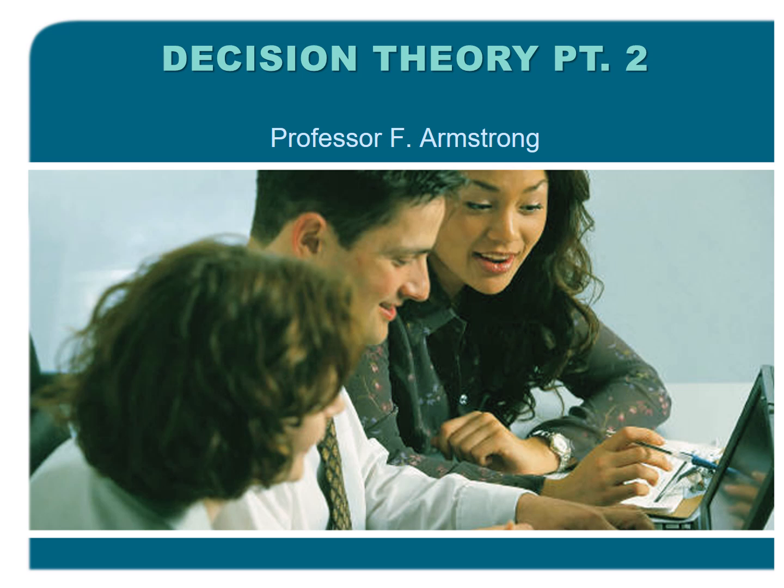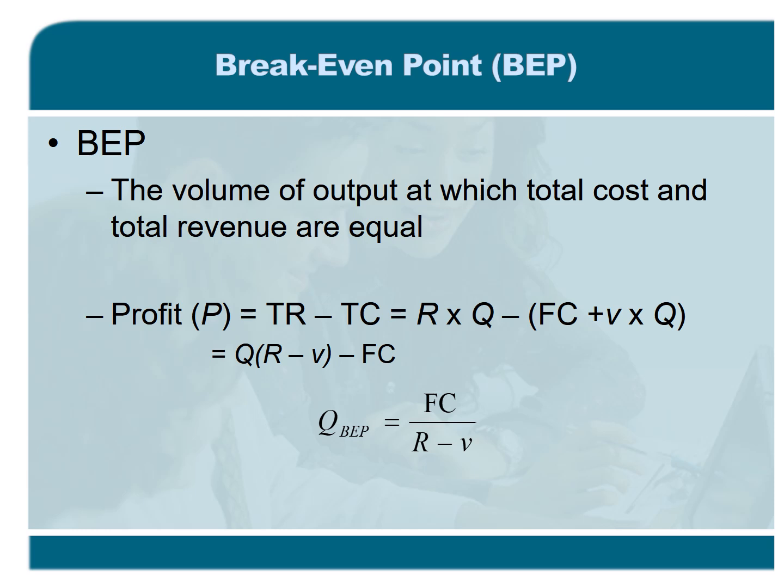Here we are going to discuss Decision Theory Part 2 and take a closer look at the Decision Tree tool for making decisions. The break-even point is the volume of output at which the total cost and total revenue are equal, meaning that you've sold enough items to where you've paid off the equipment and you are now actually making a profit on the part that you're producing.